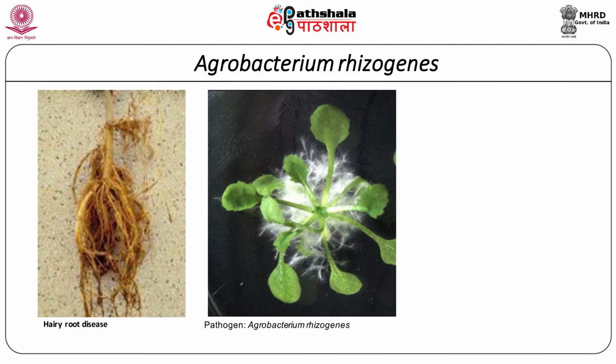Agrobacterium rhizogenes is a gram-negative soil bacterium that produces hairy root disease in dicotyledonous plants. It induces the formation of proliferative multi-branched adventitious roots at the site of infection, known as hairy roots. The phenolics that ooze out of the wounded plant tissues induce the infection. Subsequently, the genes from the bacterial plasmid are transferred to the plant genome.